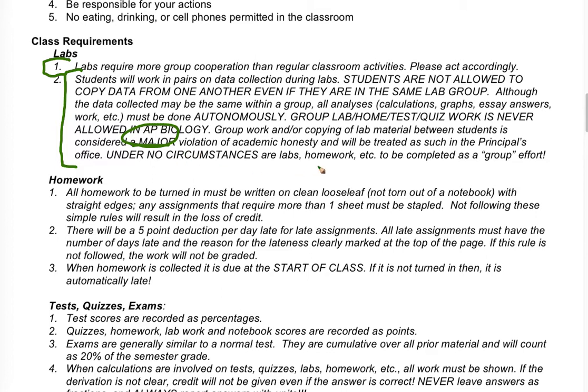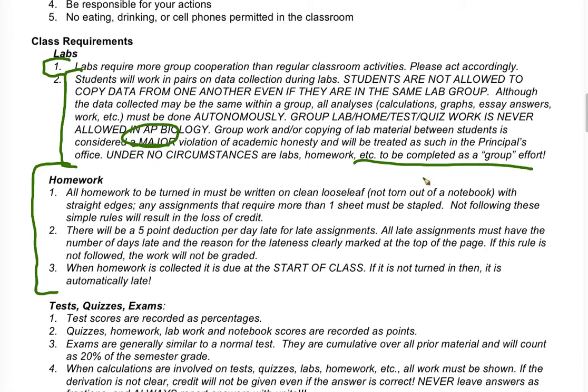Under no circumstances are labs or homework to be completed as a group effort. Please take special note of that. Students get themselves into trouble when they think just because they're working in pairs, they can go ahead and copy one another's labs. That will get you both zeros and academic honesty violations in the main office. Please don't do this.